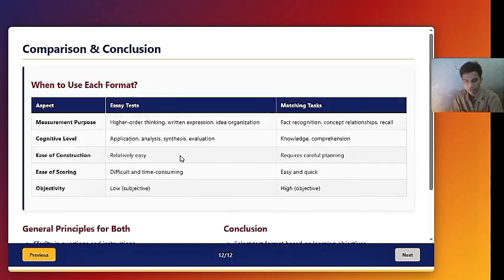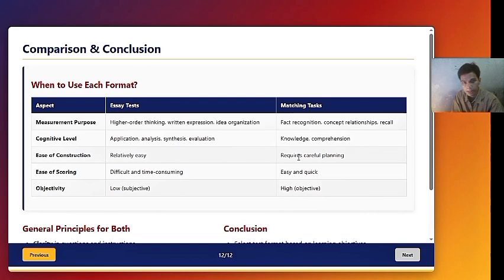Lastly, the comparison and conclusion between these test format types. The essay test's purpose is to test students' higher-order thinking, written expression, and idea organization, while the matching test tests facts and concepts, fact recognition, concept knowledge and recall. For cognitive level, essay uses application, analysis, synthesis, and evaluation, while the matching test is only at the knowledge and comprehension level. An essay test is relatively easy to construct. You can use words such as analyze, apply, synthesize, evaluate, and then why, what, as you know. While a matching test requires careful planning because you need to make sure the stimuli and responses are valid and reliable.